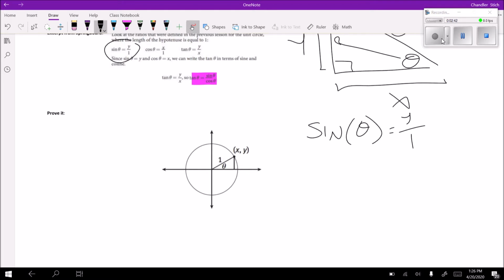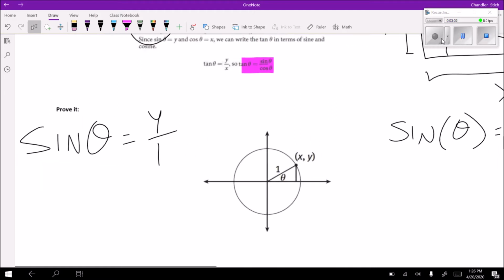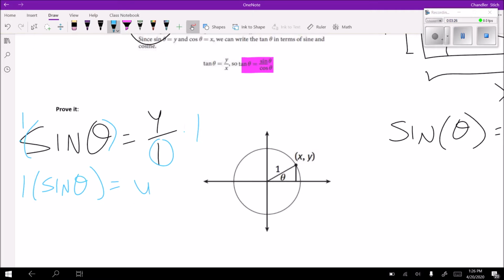All right, well, let's start with what we know. We know that sine of theta is equal to y over 1. If I want to get this by itself, how do I get rid of this fraction? I'm going to multiply both sides by my denominator, or 1. When I do that, 1 times sine of theta is equal to y, because these are going to cancel out. Anything times 1 is just sine. So sine of theta is equal to y.